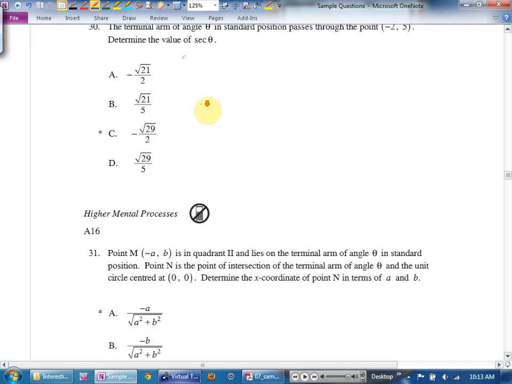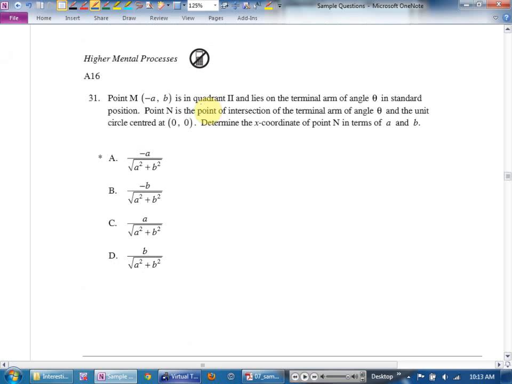So negative a comma b lies in quadrant what, Troy? No, what, Adam? Quadrant what? 2. Where's quadrant 2, Adam? So we're right here. And a should be negative. I like that. Okay, so x is negative a, y is b.